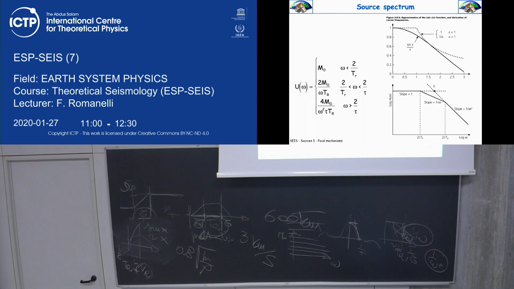Just a prequel: the two instrumental magnitudes that were adopted in the 70s are called MB and MS. This is based on body waves, this is based on surface waves. This is on signals recorded at 1 second, this is for signals recorded at 20 seconds.